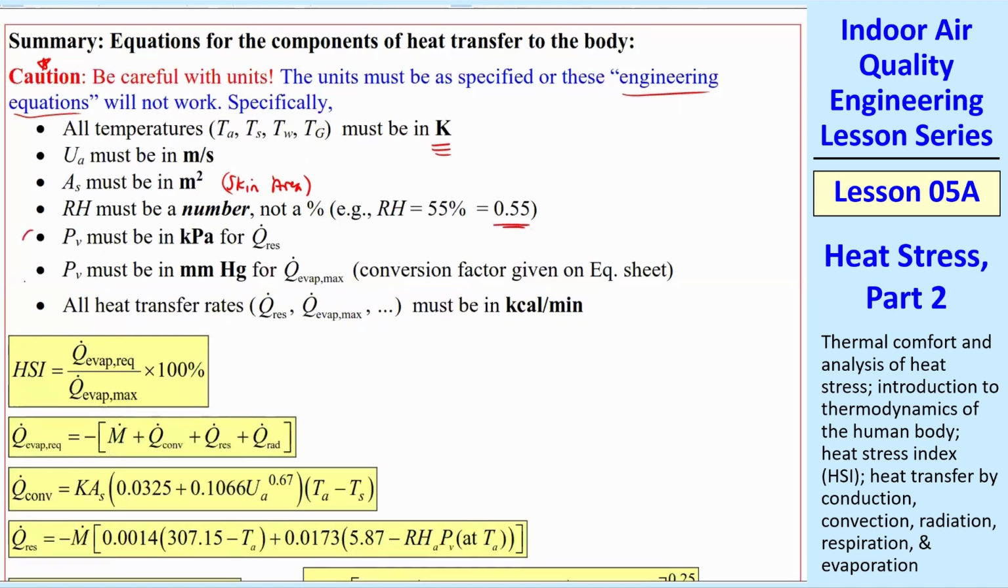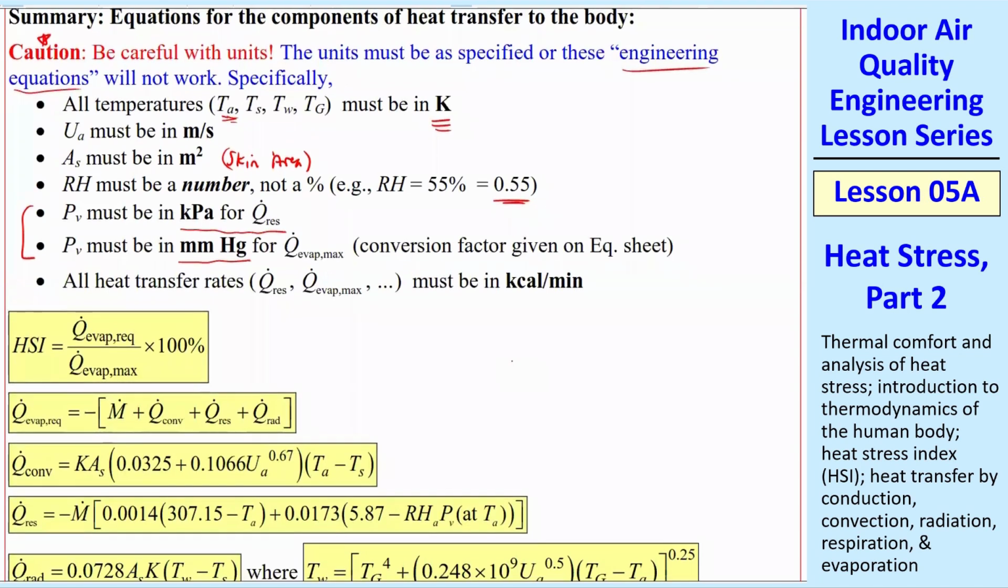This is the craziest one. PV, the vapor pressure or the saturation pressure, has to be in kPa when you're doing the calculations for Q dot respiration, but it has to be in millimeters of mercury for the other equation for Q dot evap max.